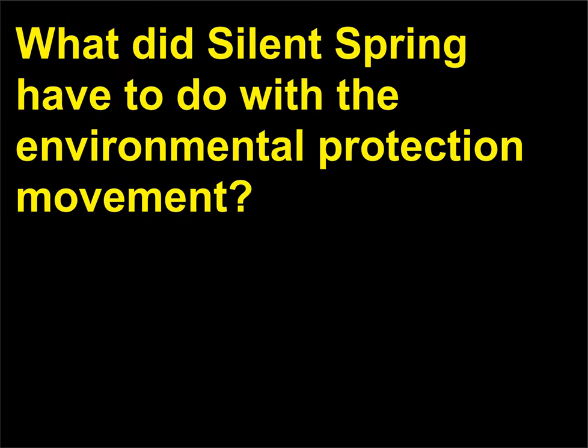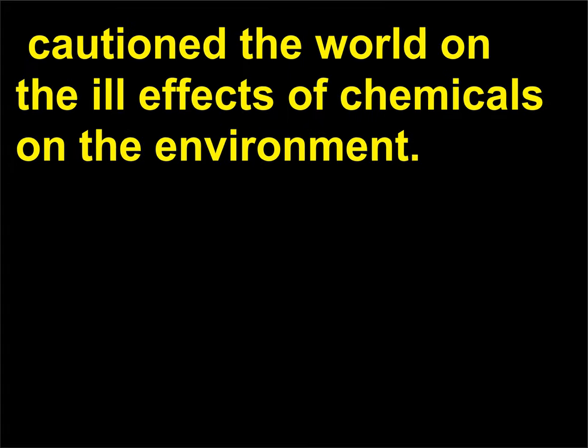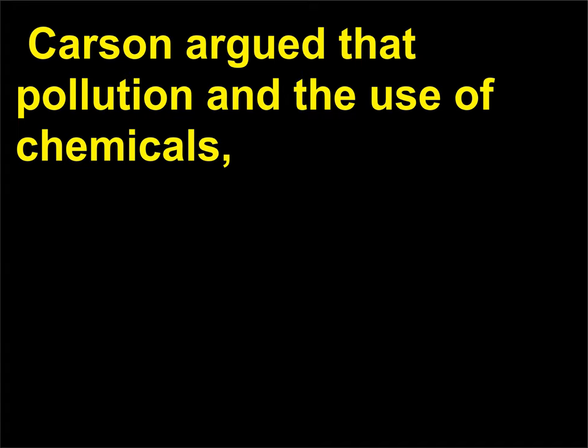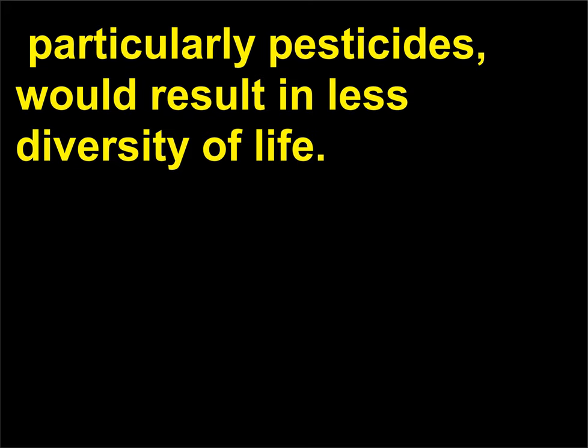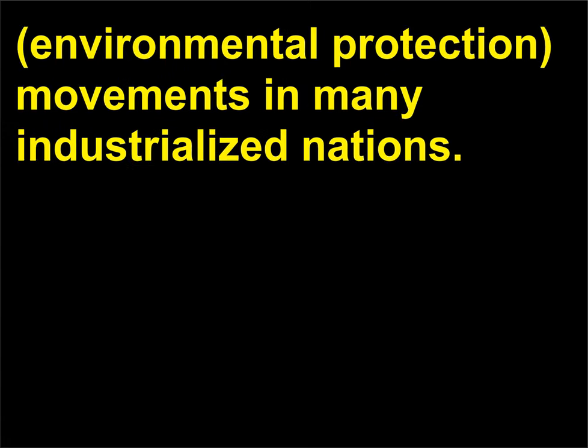What did Silent Spring have to do with the environmental protection movement? The 1962 work by American ecologist Rachel Carson (1907-1964) cautioned the world on the ill effects of chemicals on the environment. Carson argued that pollution and the use of chemicals, particularly pesticides, would result in less diversity of life. The best-selling book had wide influence, raising awareness of environmental issues and launching green environmental protection movements in many industrialized nations.